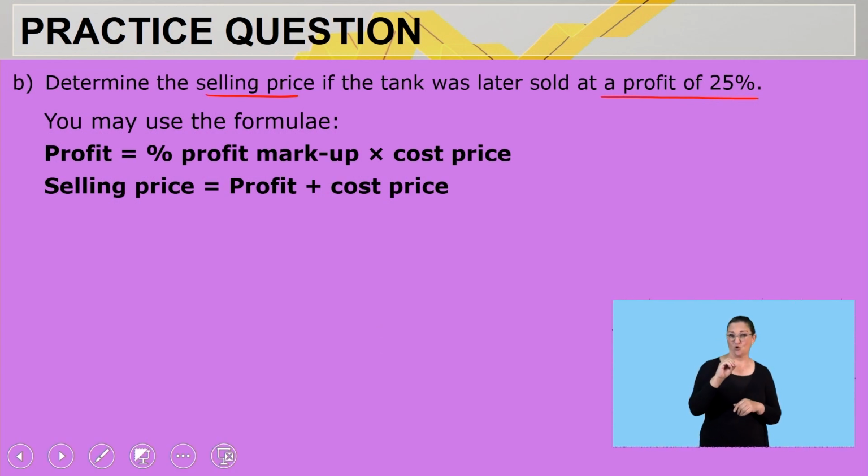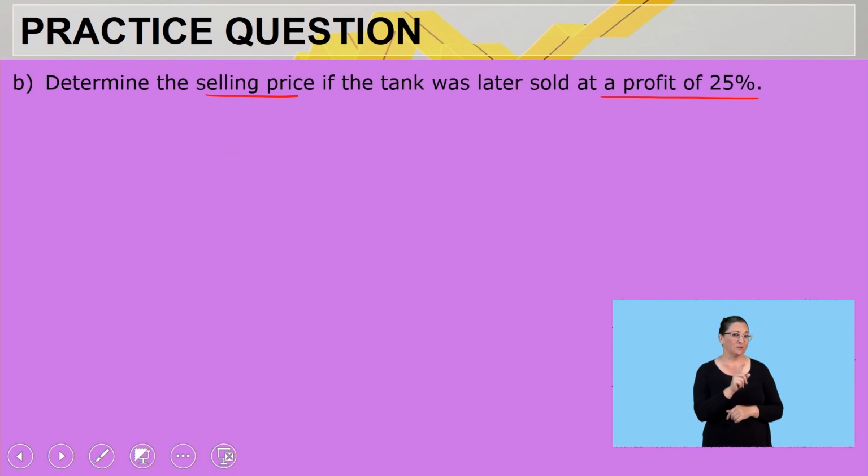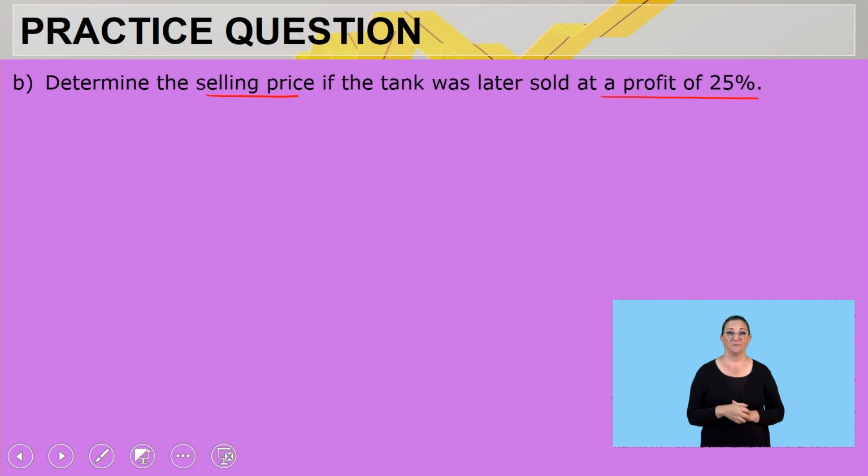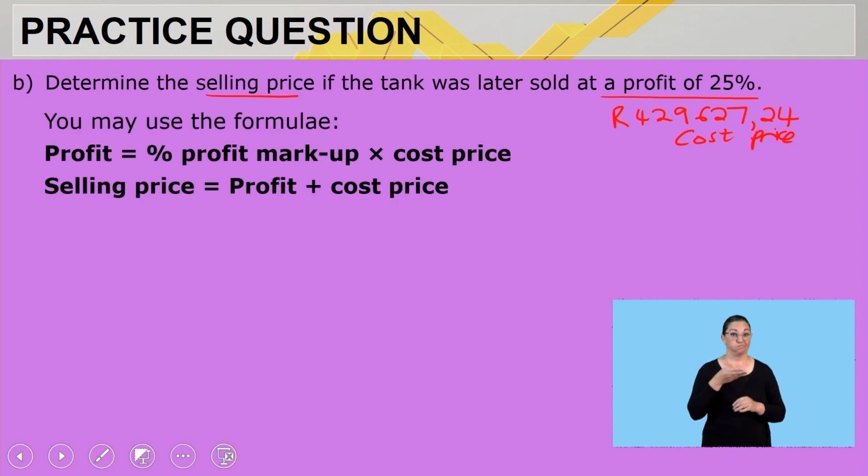Now let's quickly look at the cost price. Remember, here's the cost price: it's 429,627 rand and 24 cents. We will need that, so I'll write down the cost price. We said it's 429,627 rand and 24 cents. This is our cost price. Are we fine? Okay, so there's our formula again.